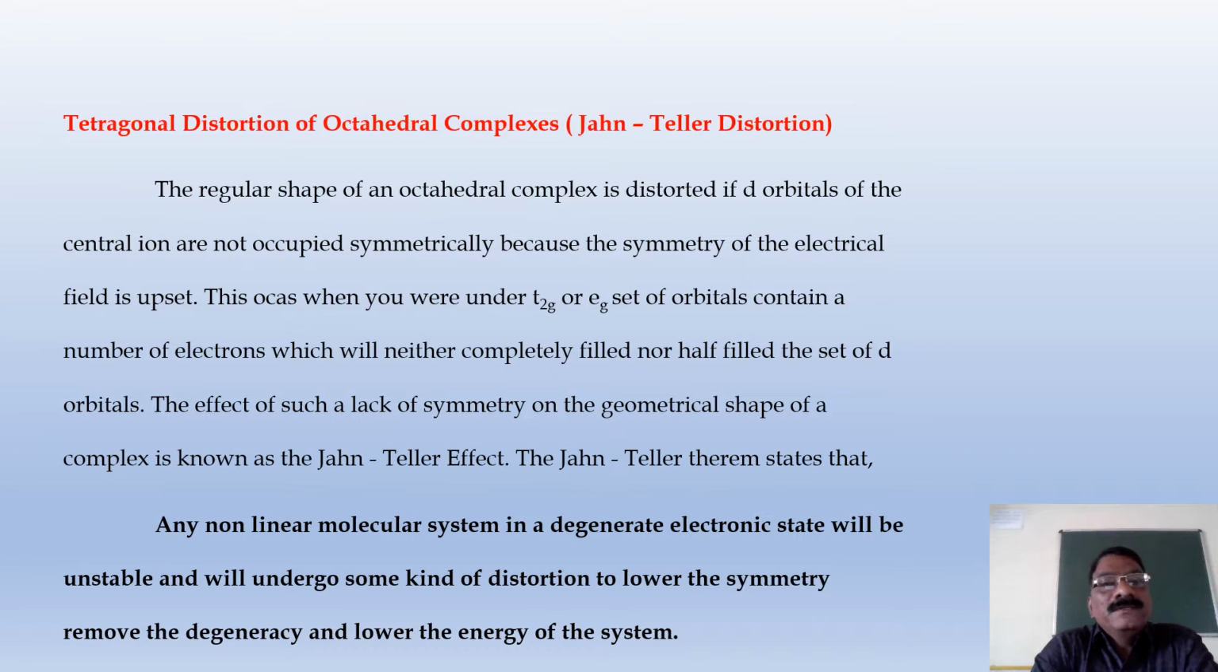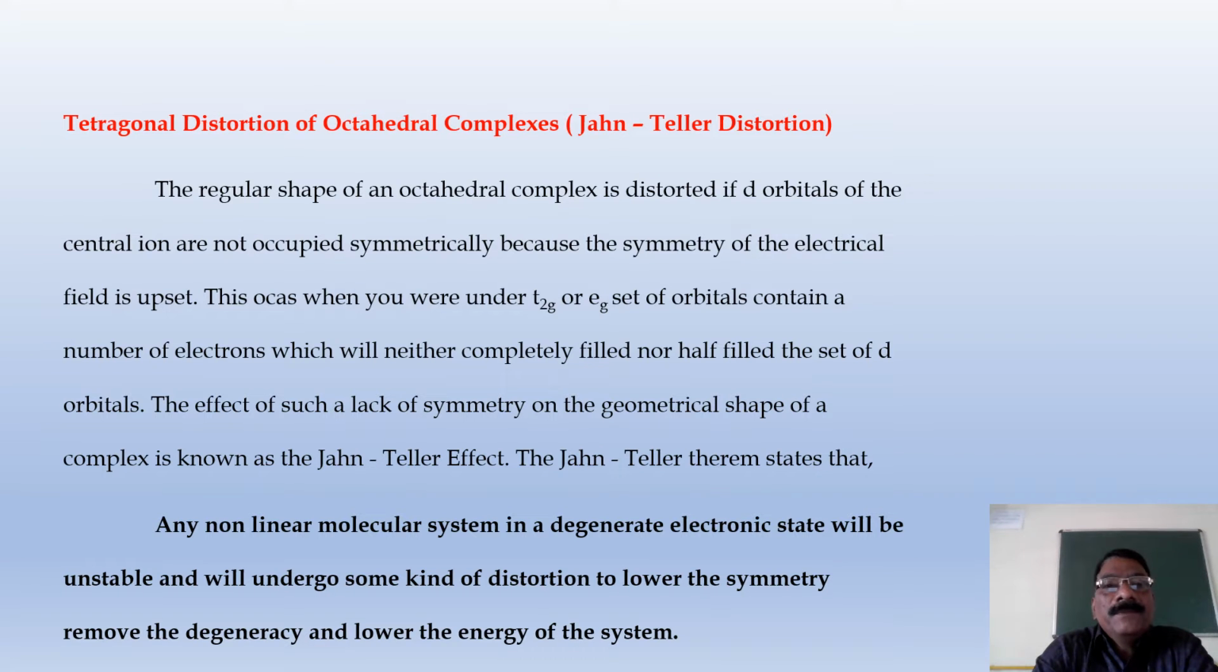Good morning, students. Today we are going to see the distorted geometry in octahedral complexes, that is, tetragonal distortion of octahedral complexes. That is, Jahn-Teller distortion, the irregular geometry which occurs in octahedral complexes. It was explained by Jahn and Teller, and thus it is called Jahn-Teller distortion.